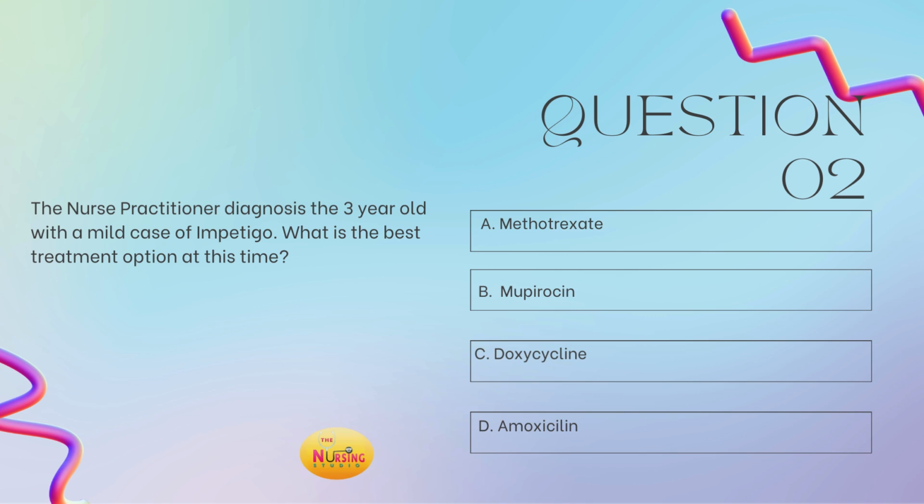Is it A, methotrexate? No. Would it be B, mupirocin? Yes, mupirocin ointment is the best answer choice here. It is a topical ointment, and typically in mild cases of impetigo, that is our first line therapy that we utilize. Okay.